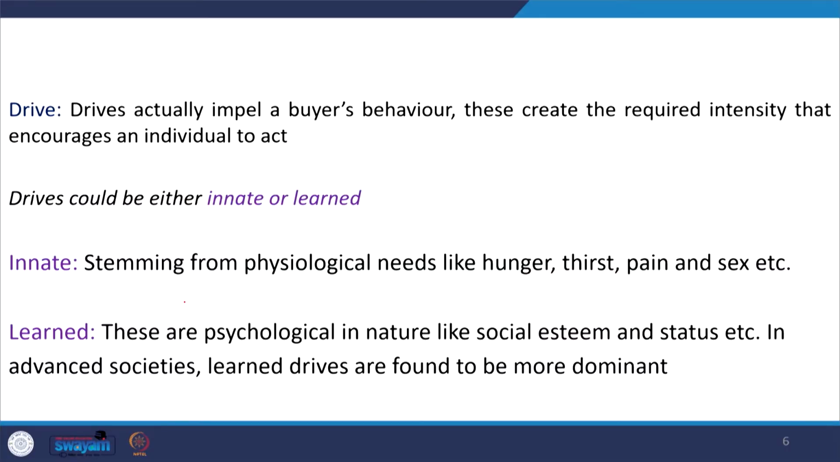As I just told you, drive could be innate or learned. Innate is something stemming from physiological needs, and learned drives are psychological in nature, and could be related to self-esteem and status. As and when you start studying advanced societies, or when basic needs are satisfied, you will always see that it is the learned needs that start dominating. You can't imagine someone who doesn't have a full stomach thinking of buying a BMW or any other car which will add to their social status, right? So once the basic needs are fulfilled, then the learned needs will start becoming more or less dominant.